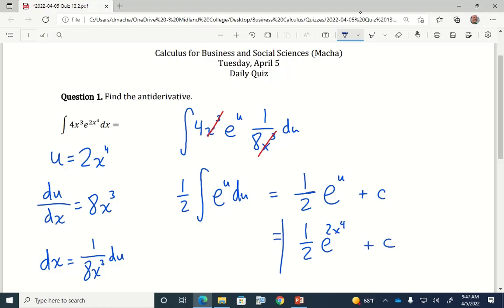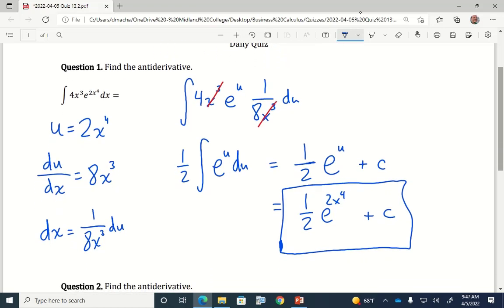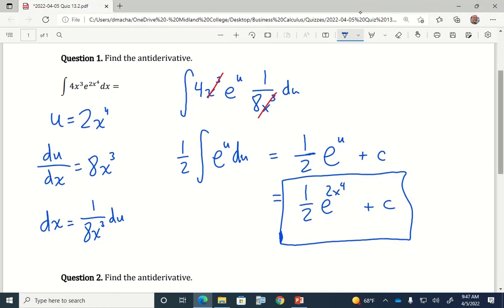So this is my answer in terms of x. It's always good to return your answer back into your original variable, like x. Don't leave it as the u's. They'll still give you partial credit if you leave it as the u's, because I find I make that mistake a lot if I don't have a reason to remember it. Okay, so that was question 1.